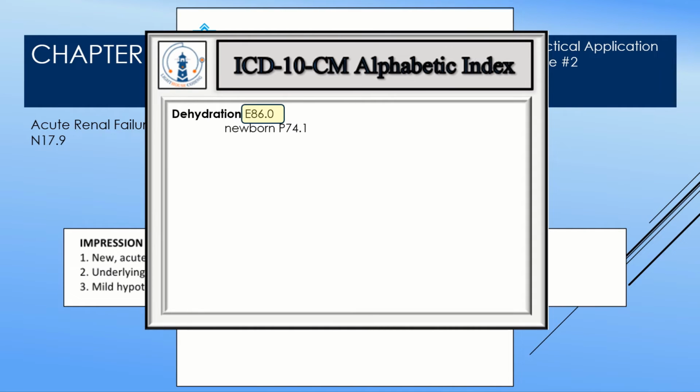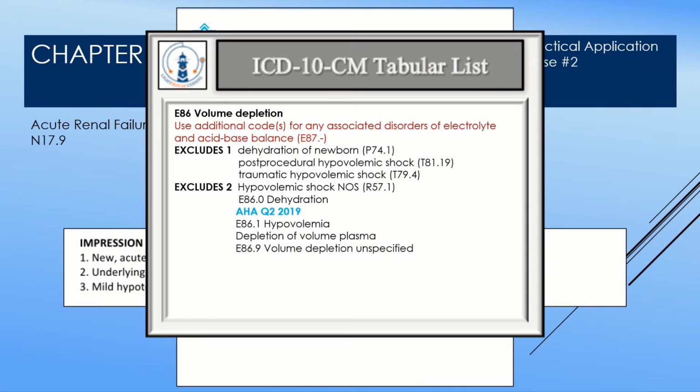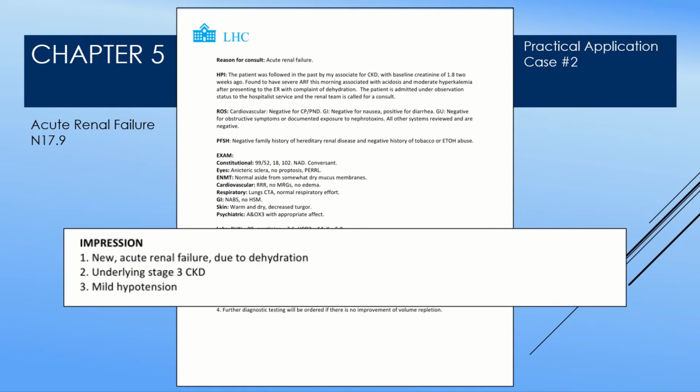Again, we need to check that in the tabular to look for additional coding notes. There is an instructional note, but it's not relevant to this encounter, and there's also a reference to a coding clinic. Looking back to the impression, we see acute renal failure due to dehydration. The dehydration codes to E86.0. Number 2 under the impression states that the patient has underlying stage 3 chronic kidney disease.